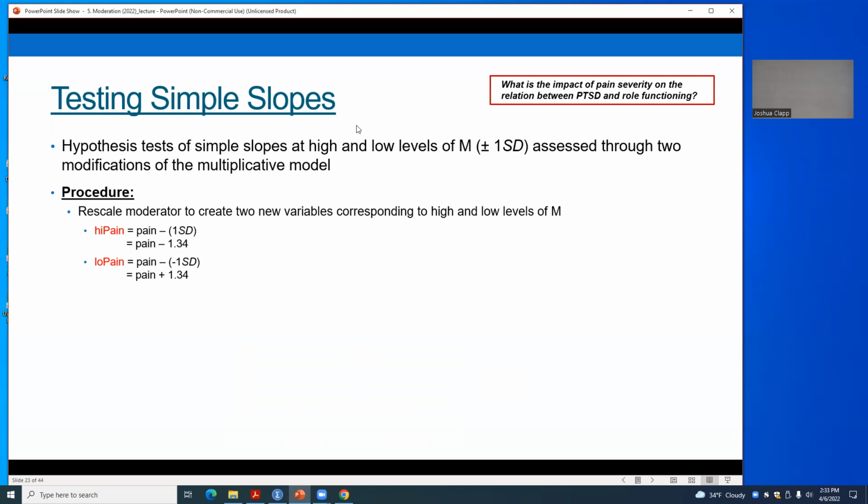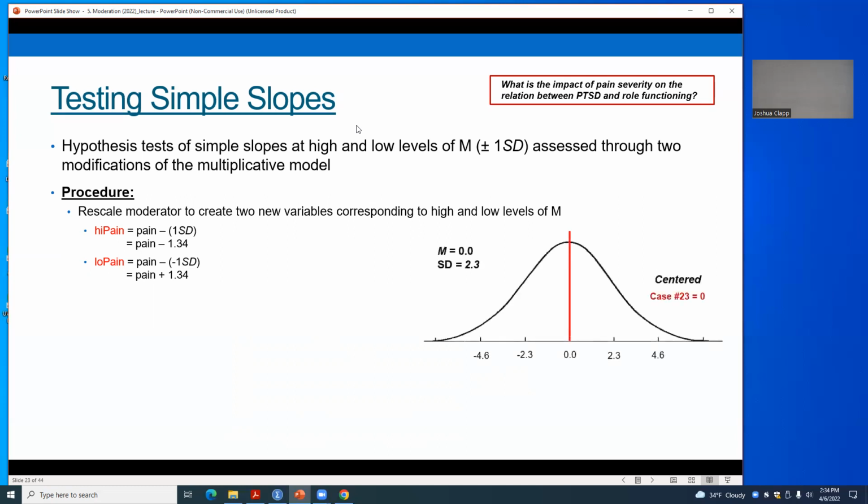So if I want to test the simple slope of PTSD on functioning at high and low levels of pain, to get high levels of pain, I'm going to take my centered pain variable and subtract a standard deviation, which is 1.34. And then to get low levels of pain, I'm going to create a new variable called low pain, and I'm going to add a standard deviation. This is confusing and counterintuitive, and will probably be something you get turned around on, but it makes sense if we think about this graphically.